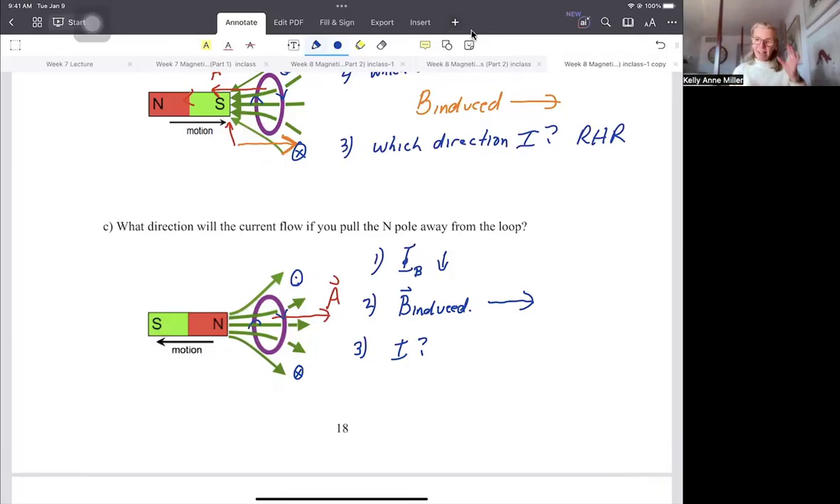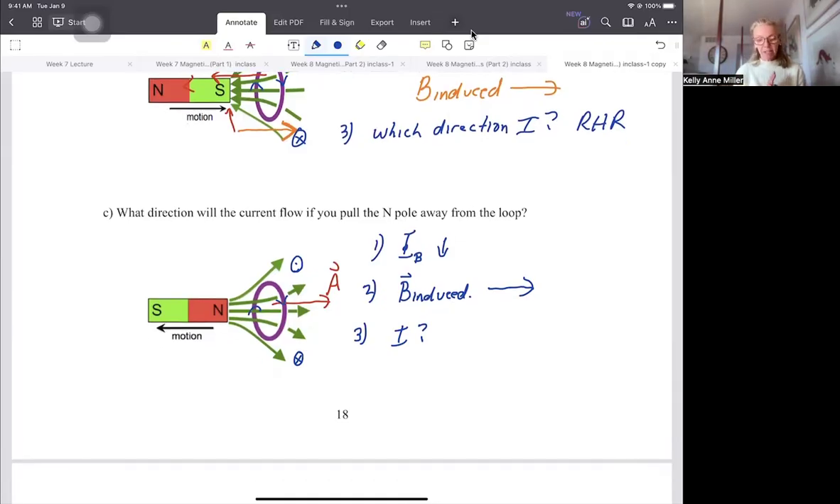All right. So I think if you follow those steps every time: area vector pointing in the same direction as the external B field, you ask yourself what's happening to the flux? Is it increasing or decreasing, and in which direction? As a result of that, which direction is the B induced? And then the final step, right hand rule: point your thumb in the direction of B induced, and your fingers represent the current.